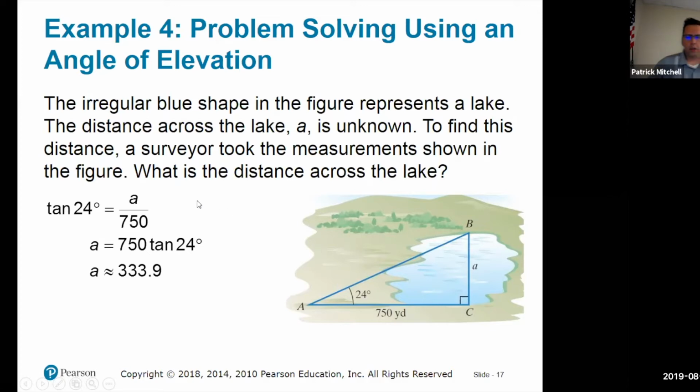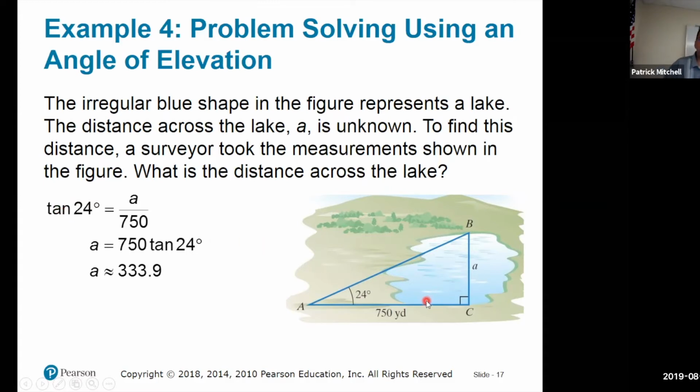Okay. So the way that you set that up, remember the tangent is the opposite over the adjacent. Okay, so with respect to this 24-degree angle, the opposite is A and the adjacent is 750. Now, you might ask, well, how did you know to use tangent? And that's a really important question.